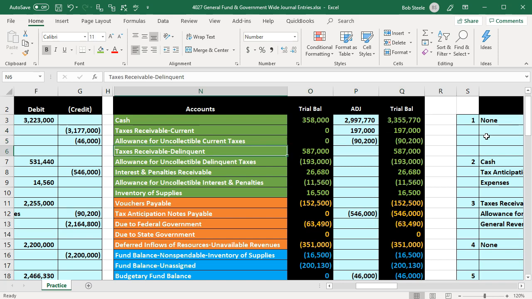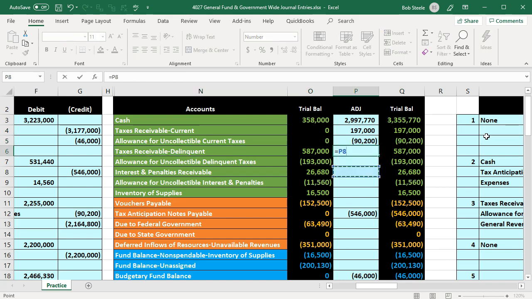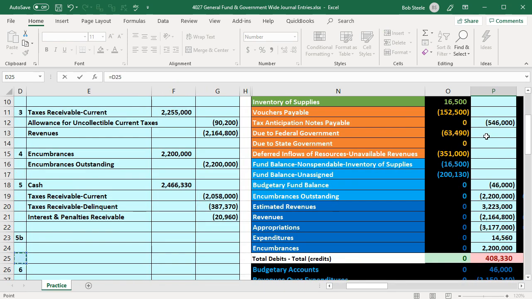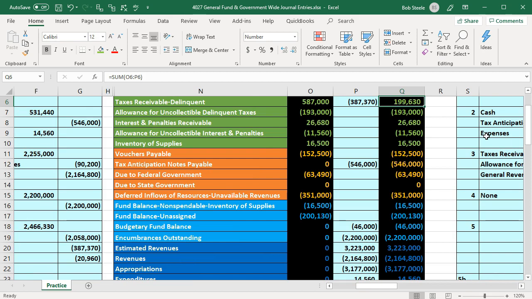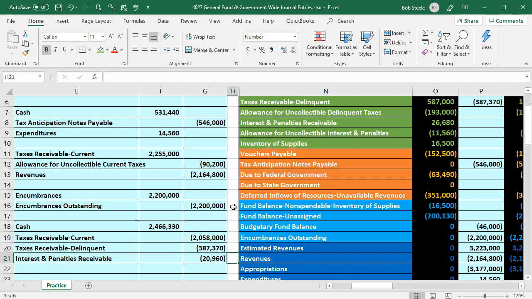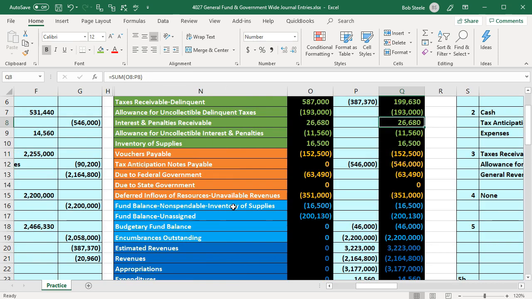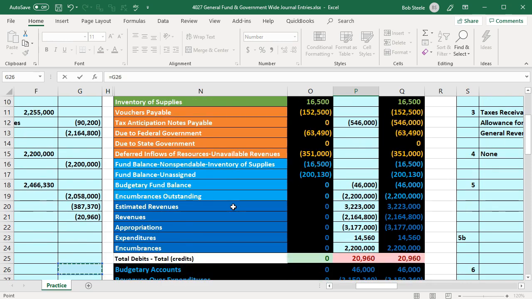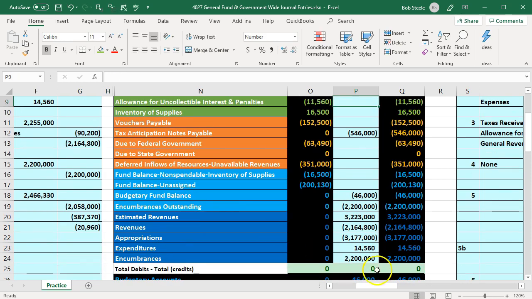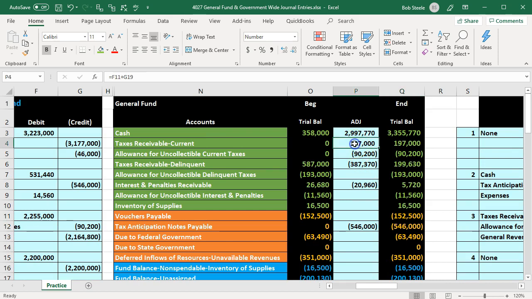So then we have the taxes receivable delinquent equals, and we're going to pick up the taxes receivable delinquent. So that brings it down. And then we have the interest and penalties. So interest and penalties in P8 equals this item, and that puts us back in balance. So we've reduced our receivables now. So here's our receivable balances, and we've collected on that.